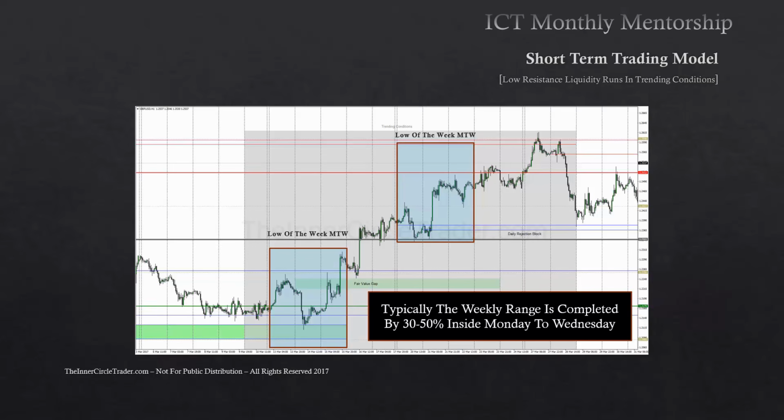So we're going to build on the idea of this and incorporate how to know when there's going to be an intra-week reversal. So until next lesson, I wish you good luck and good trading.